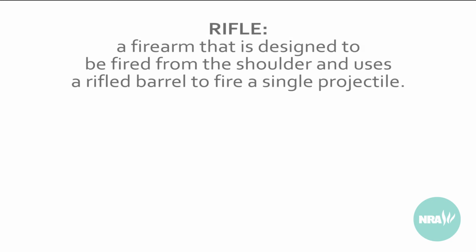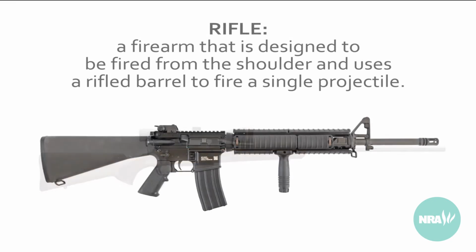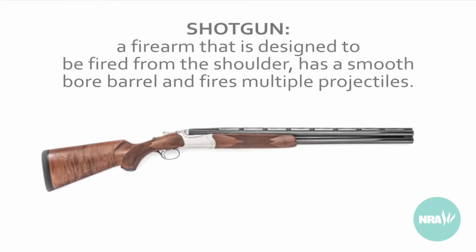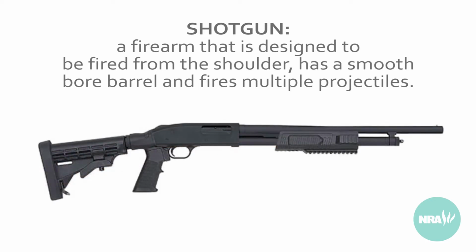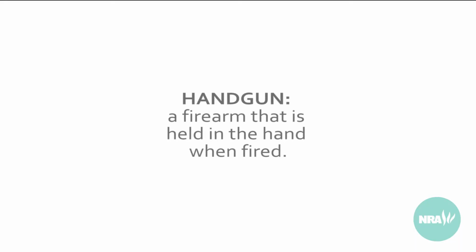Rifles are firearms that are designed to be fired from the shoulder and have rifling, or spiral grooves, cut into the barrel and fire a single projectile. Shotguns are also firearms that are designed to be fired from the shoulder, but typically they use a smoothbore barrel and fire multiple projectiles at a time. Handguns are firearms that are held in the hand and fired.